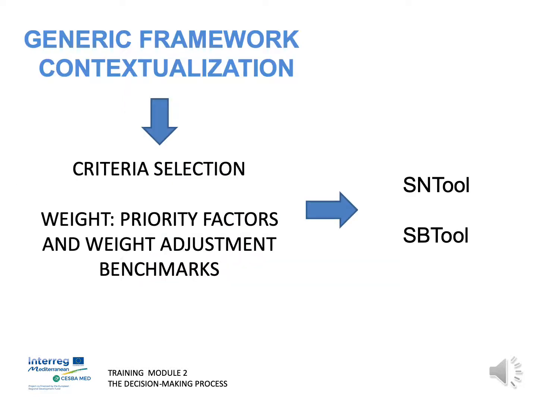As already introduced in the first training module, the generic framework contextualization is used to select a number of criteria which are then weighted by means of priority factors and weight adjustment benchmarks so that these are finally fed to both the SN tool and SB tool in order to get an assessment on both the urban scale and also the building scale.